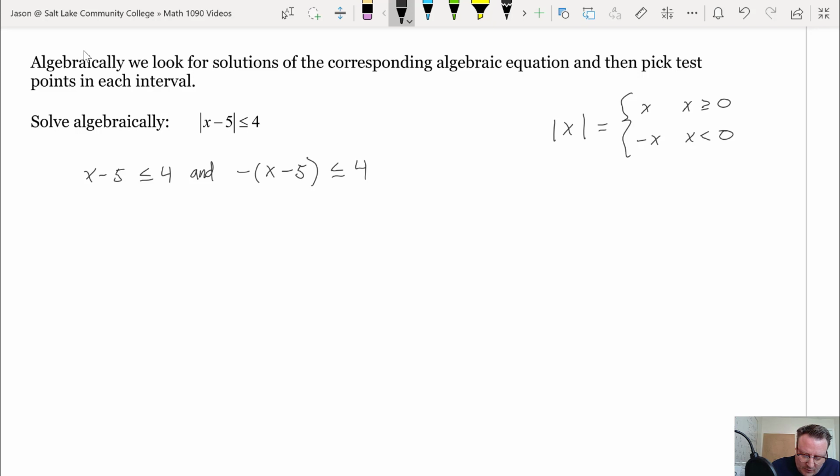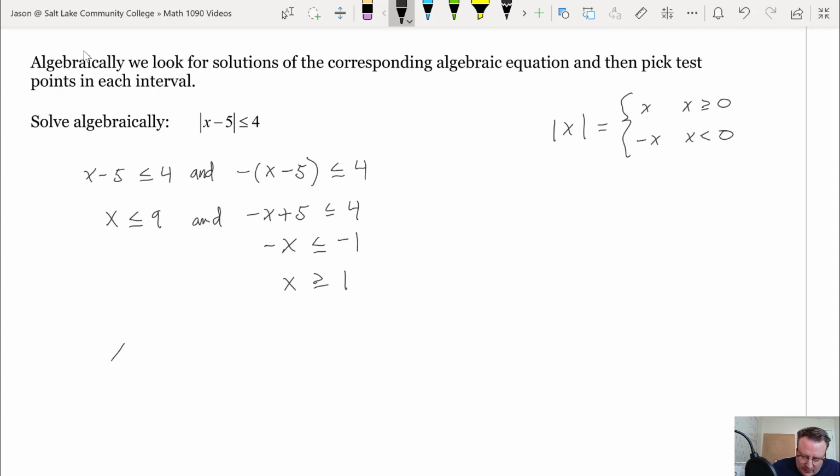So add 5 to both sides here. I'm going to get x is less than or equal to 9. And here, distribute the negative sign. I get negative x plus 5 is less than or equal to 4. And now I subtract 5 from both sides, and I get negative x is less than or equal to negative 1. And now I'm going to multiply both sides by negative 1. Got to remember to flip the inequality, though. X is greater than or equal to 1.